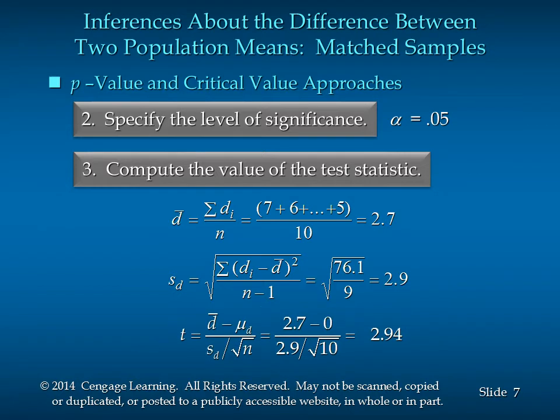Then you're going to develop your t statistic, or your test statistic, and you take d bar minus mu sub d. You've got all this already pre-calculated. You've got the standard deviation for the differences. Divide by the square root of n, and you'll come out with 2.94.